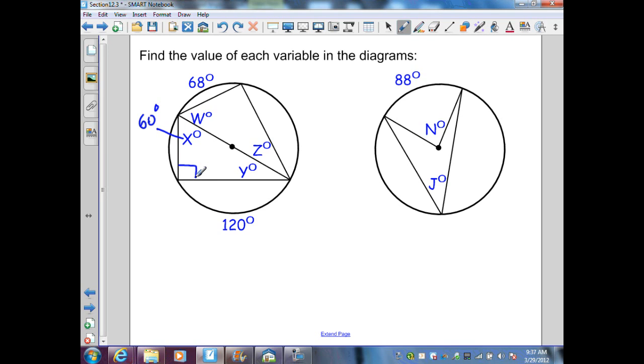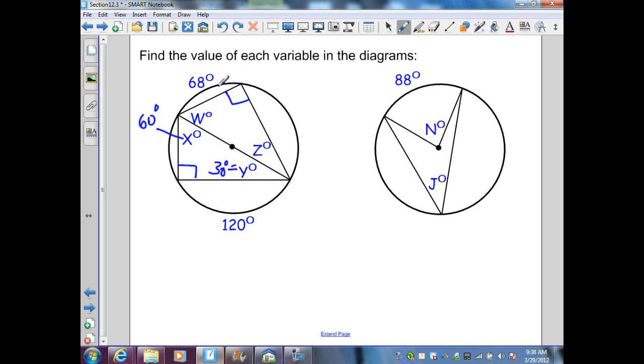And I know from corollary 3, its opposite angle is supplementary to that. So that is also 90 degrees. Using the triangle sum theorem in this triangle, I can determine the measure of this angle. 90 and 60 is 150. That leaves me 30 degrees.